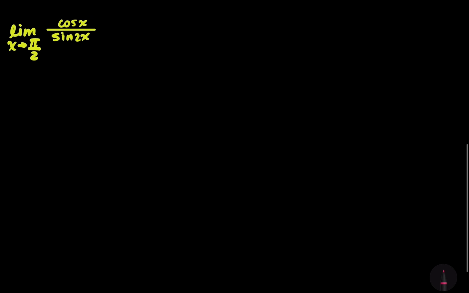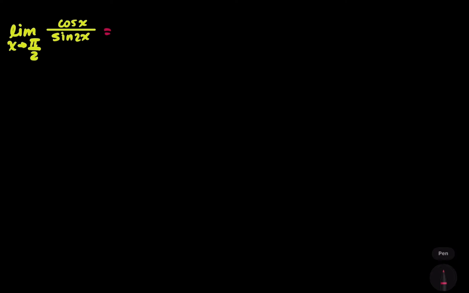And then as we move to this final one, this one is going to be a little bit easier. Essentially, if we input pi over 2, cosine of pi over 2 is 0, and we'll have sine of pi in the denominator, because essentially this is sine of 2x, so 2 times pi over 2 is pi. Sine of pi is 0. We'll be left with 0 over 0.